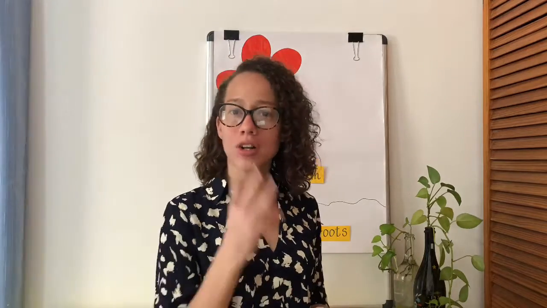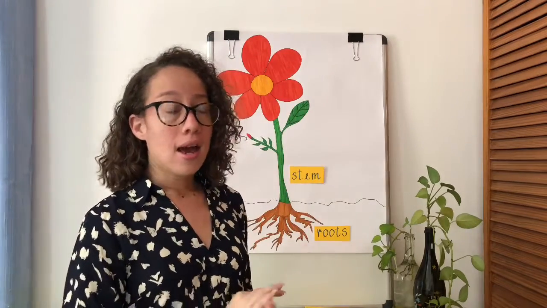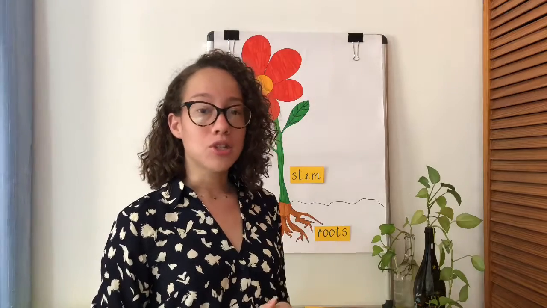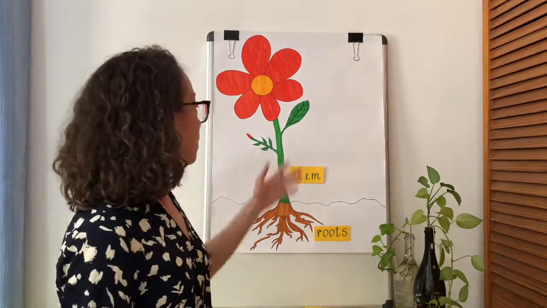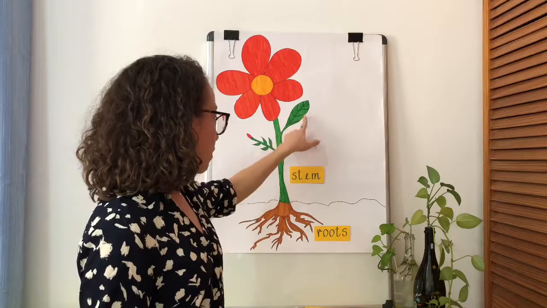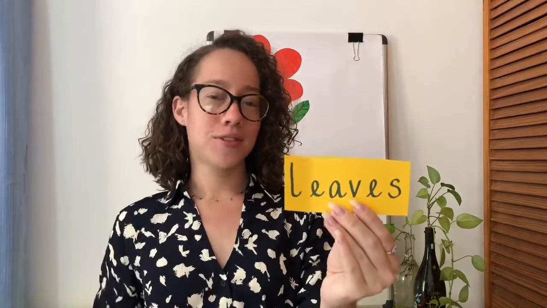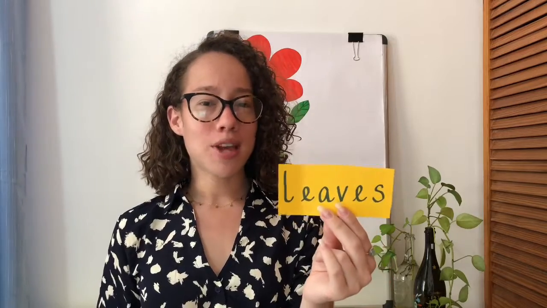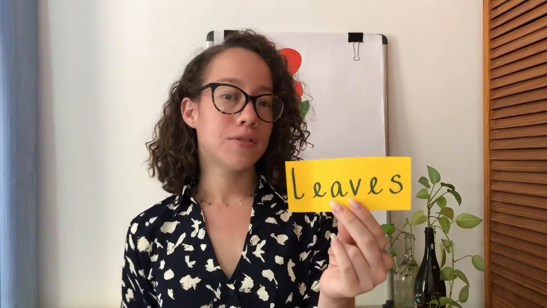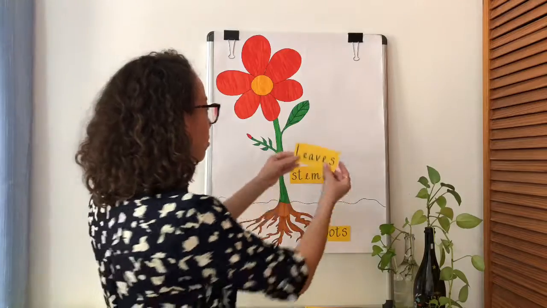Now, we're going to move on to the third part of the plant today, and the third part that we are learning about is called the leaves. Now, this bit here is what we call the leaf. Can you say that word for me? Leaves. Great job. Say it one more time. Leaves. I'm going to put my label on now.